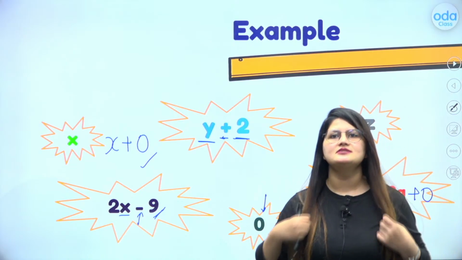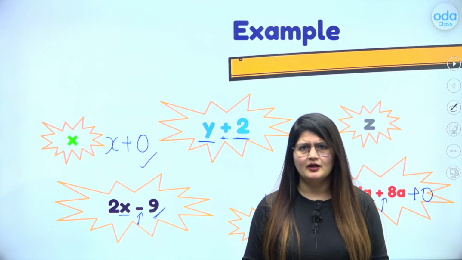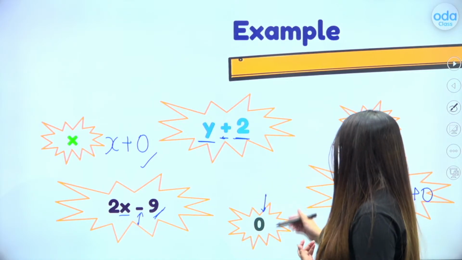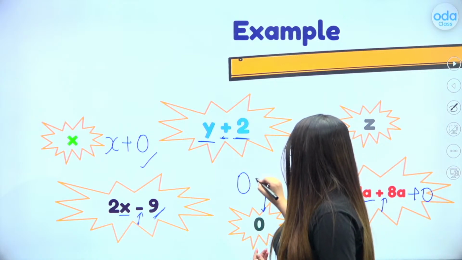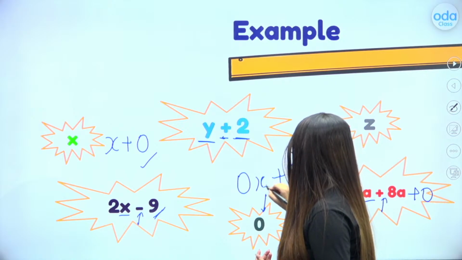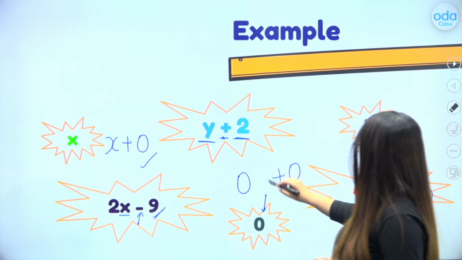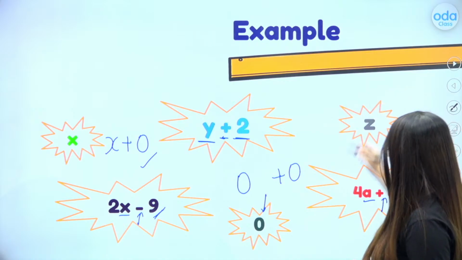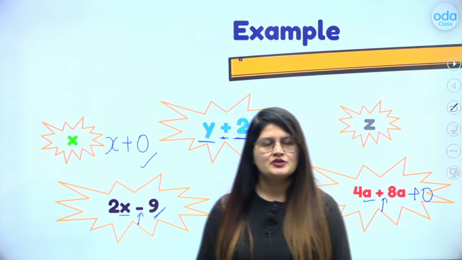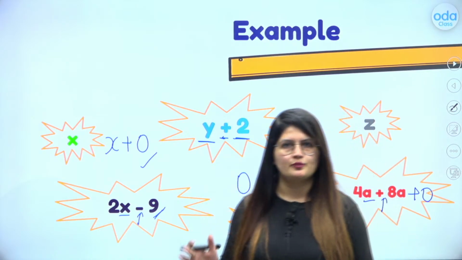Can we say that this 0 is actually an expression? We cannot see any variable here, we cannot see any operation here. Yes, but if I just ask you a question, can we write this 0 as 0x plus 0? Can we just write it like this? Tell me. So definitely we can write this 0 as 0x plus 0. Now it has all the three things. So clearly by this we can say that all of them are examples of expression.